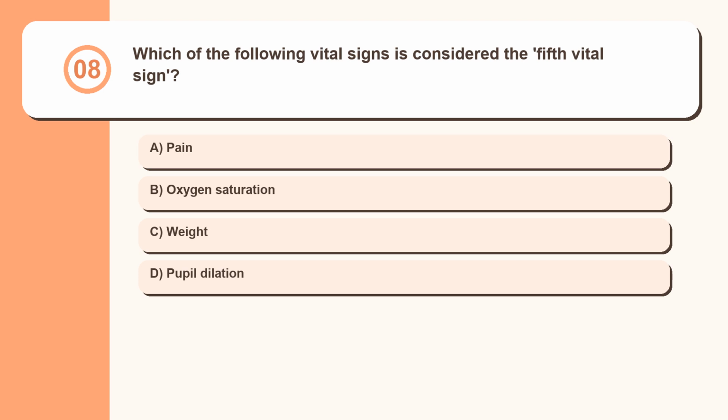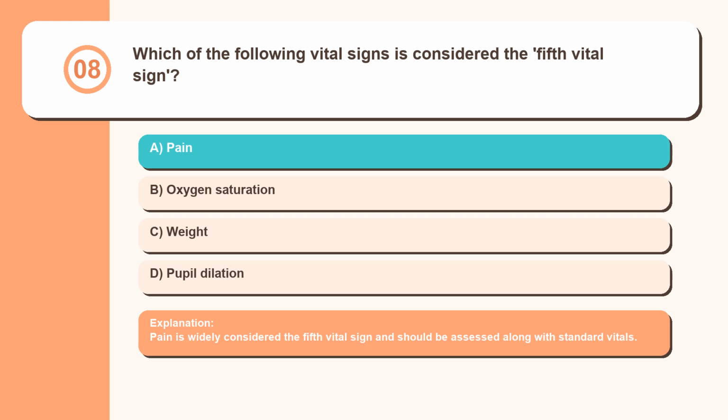Question 8. Which of the following vital signs is considered the fifth vital sign? Pain, oxygen saturation, weight, pupil dilation. Pain is widely considered the fifth vital sign and should be assessed along with standard vitals.